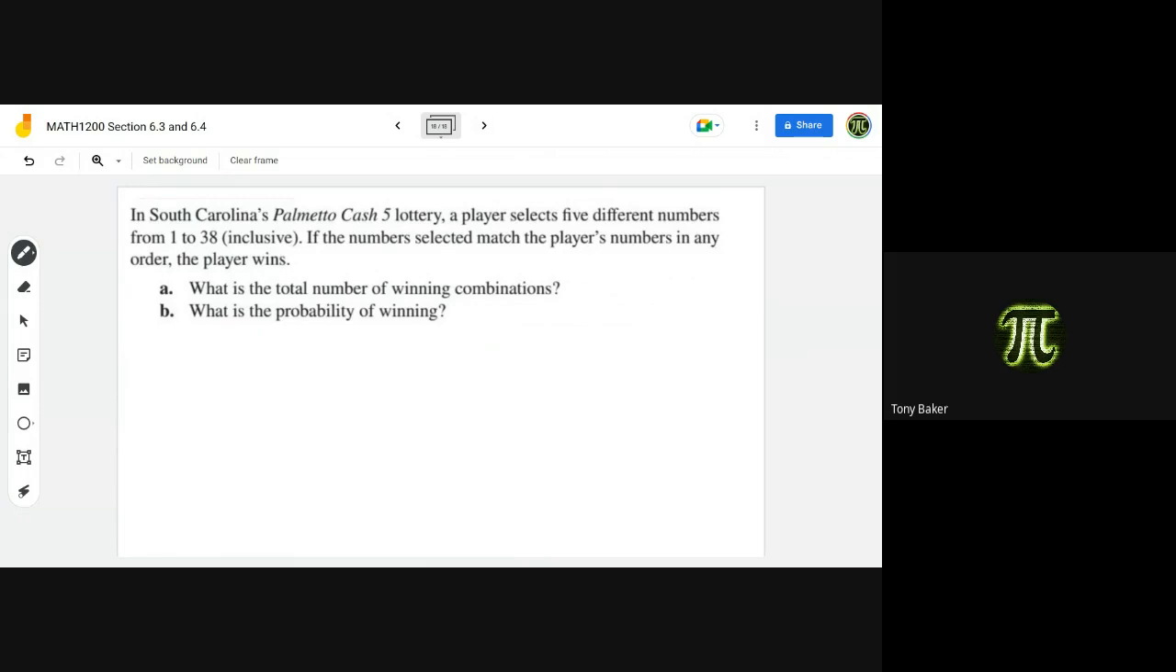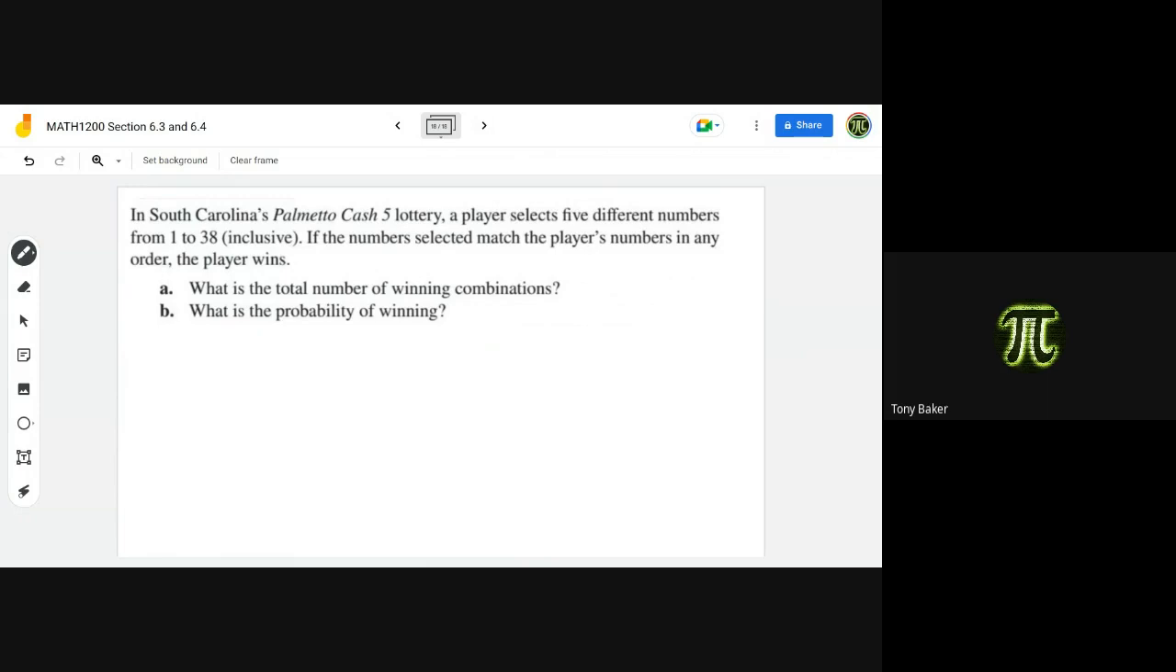So does order matter or does order not matter? Order does not matter. That's why when you pick your numbers on the card, they're always in numerical order on your tickets. No matter how you pick them, they're always in numerical order. However, if you watch the lottery, there's a ball that comes out of a machine, and those do not necessarily come out in order because it's just a randomized ball. So order does not matter in this situation.